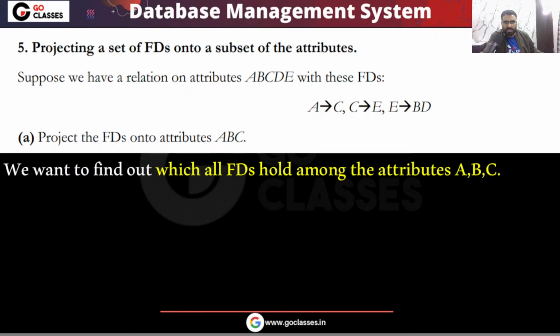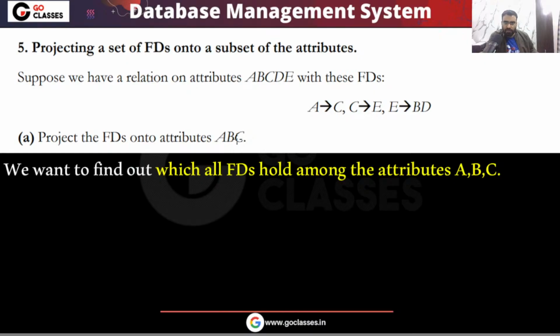We want to find out which functional dependencies will hold among the attributes A, B, C. And remember, this is very easy to find out. Always go step by step. I will tell you the procedure. Always follow this procedure if you don't want to make mistakes. If you don't follow this step by step procedure, then definitely in some question you will make a mistake and lose marks. So just follow the step by step procedure that I am telling you. We want to find out which functional dependencies will hold among these attributes A, B, C. So how to find that?